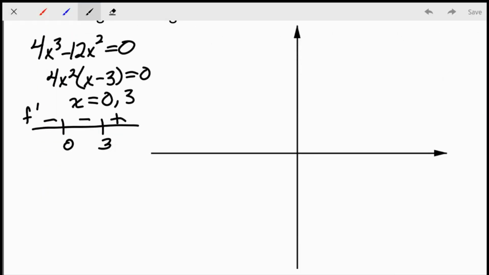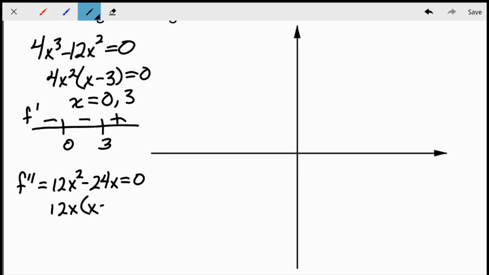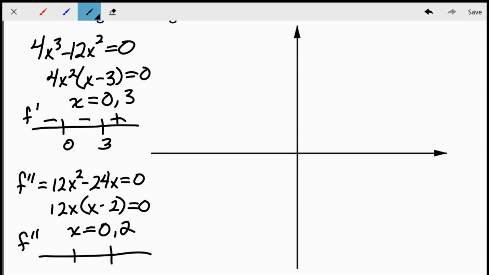Now, in addition to that, I want my second derivative. F double prime would be 12x squared minus 24x. And I'm going to set that equal to 0 now. So again, factor this, 12x times x minus 2 equals 0. And I can see x equals 0 and 2. Those both have odd multiplicities, so I'm going to see sign changes on my sign chart for the second derivative.